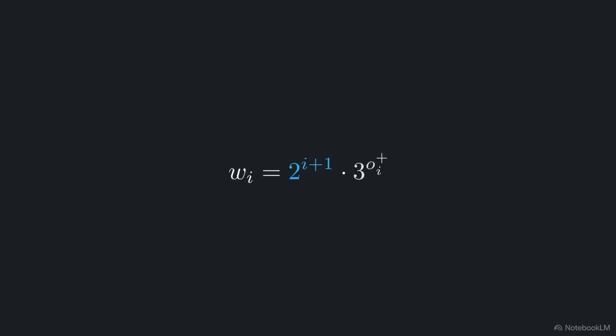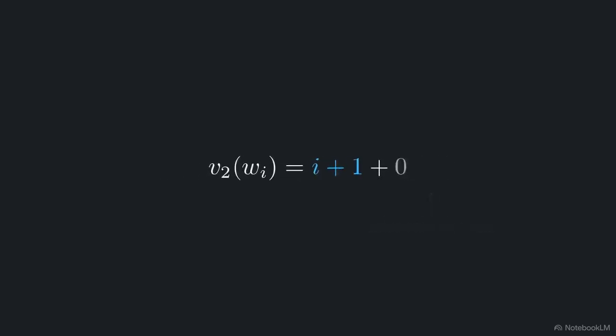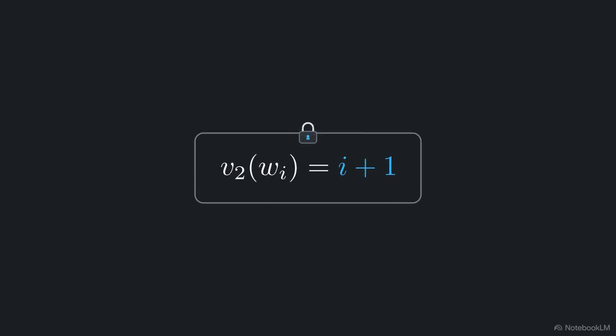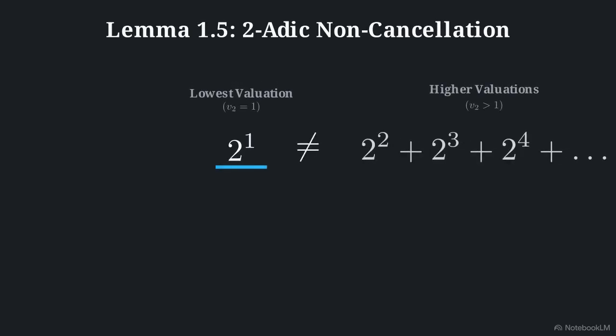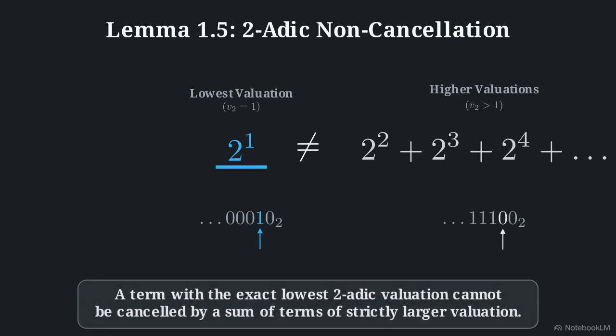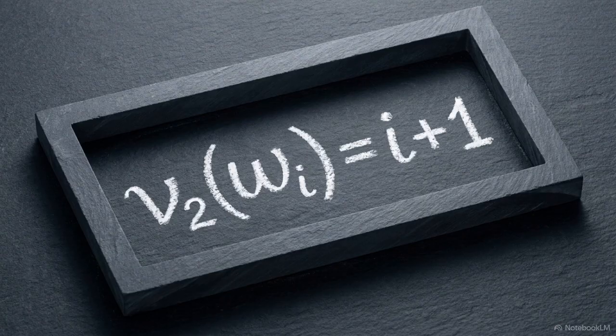We recall our primitive weight system's two-adic properties. The valuation, v2, equals exactly i plus 1. Because any power of 3 is inherently odd, it contributes 0 additional factors of 2. That strict parity rigidly locks the two-adic valuation to exactly i plus 1. The non-cancellation lemma is our structural bedrock. Summing larger powers of 2 will always fail to cancel out a strictly smaller power of 2. Formally, a term possessing the exact lowest two-adic valuation cannot be cancelled by sums of larger valuations. Embedding this classical algebraic fact directly into the weight cocycle creates a mathematical framework that is unbreakable.